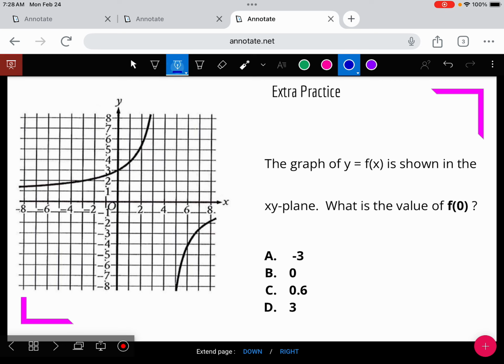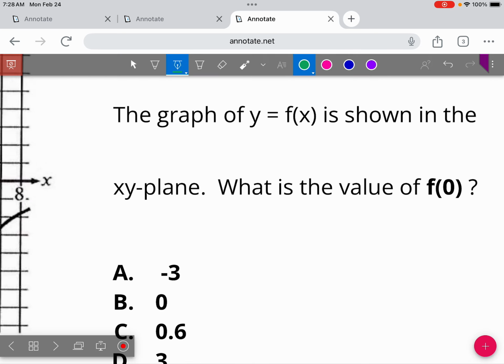So this is our graph of f of x. So what are they asking us to find out when what is 0? What did they change between my f of x and f of 0? What's different between this and this?